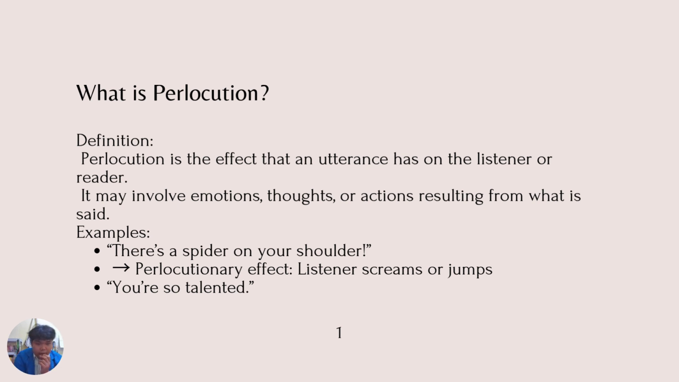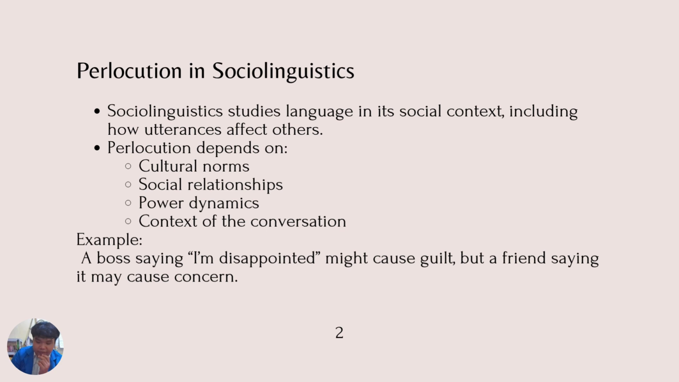And this is the last material that I'm going to present. It is perlocution. So I'm going to start. What is perlocution? The definition of perlocution is the effect that an utterance has on the listener or reader. It may involve emotions, thoughts, or actions resulting from what is said. An example: "There's a spider on your shoulder." The perlocutionary effect is that the listener screams or jumps, surprised when they see a spider on their shoulder.